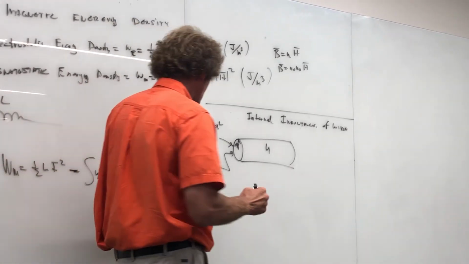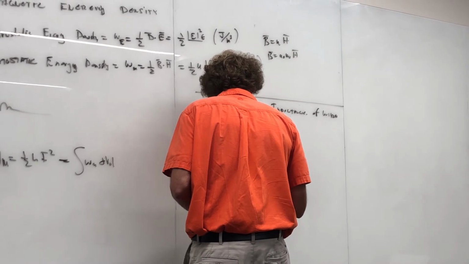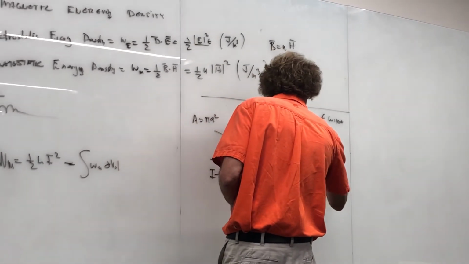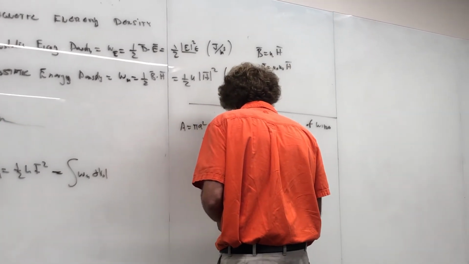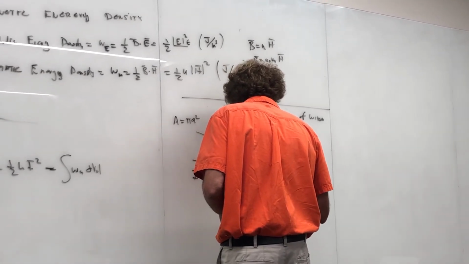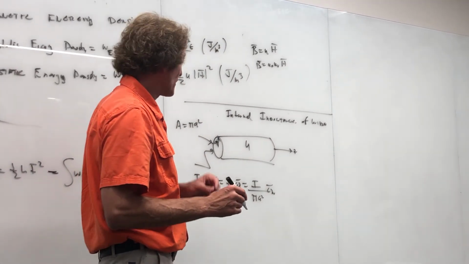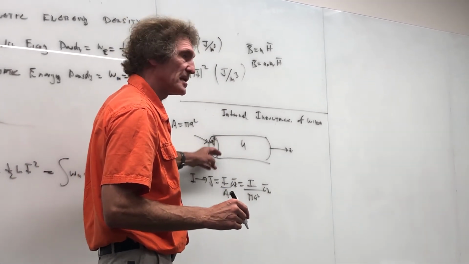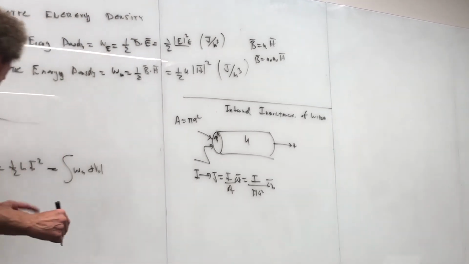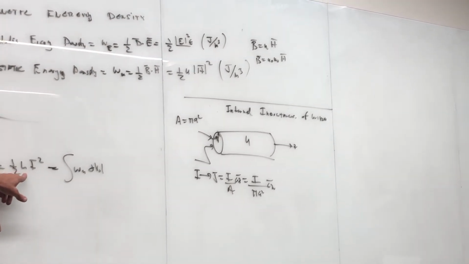That means I can get J equals I over area, in the Z direction, AZ, and that would be I over pi A squared AZ. So that's J, right? Now I'm going to get the total magnetic energy in that wire per meter. I'm going to equate it to 1/2 L I squared and then solve for L. That's my goal.